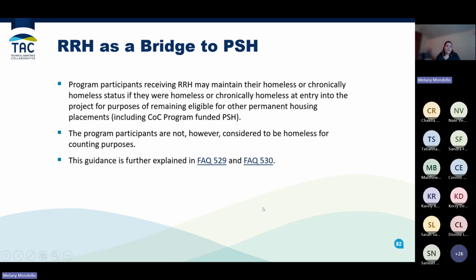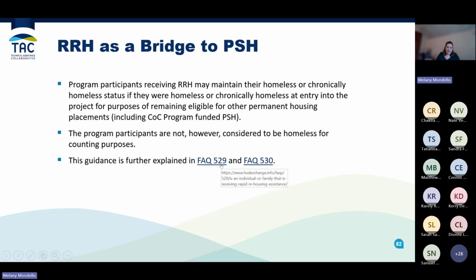I wanted to highlight that rapid rehousing can be used, and I believe is used a lot in your CoC, as a bridge to PSH in case people need more support than was originally identified. So rapid rehousing participants can go to a PSH program and they maintain that chronically homeless status, but it has to be documented. They're not going to be considered homeless on your point in time count or anything like that. But again, there are some FAQs that talk about rapid as a bridge to PSH and those timelines.